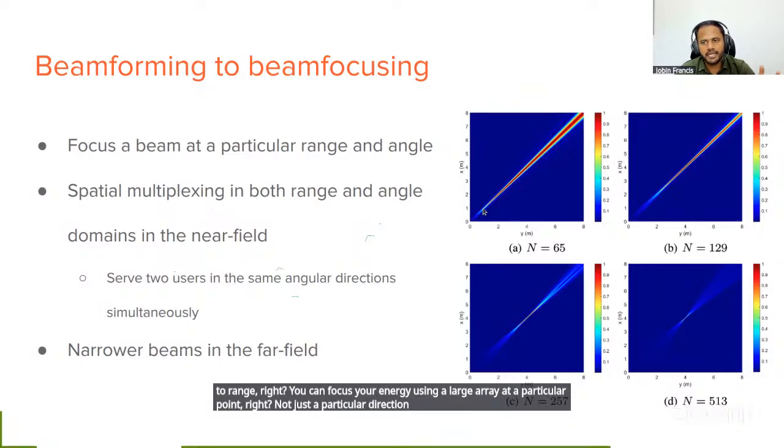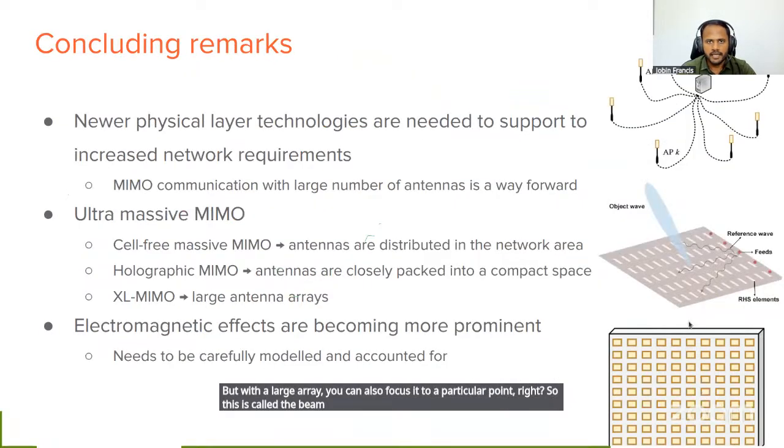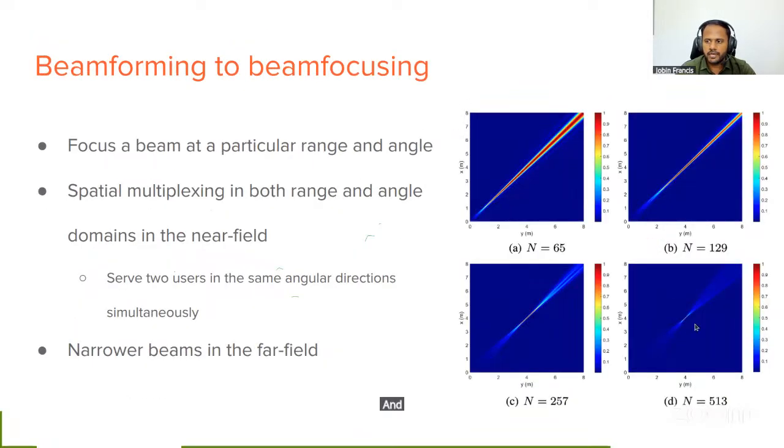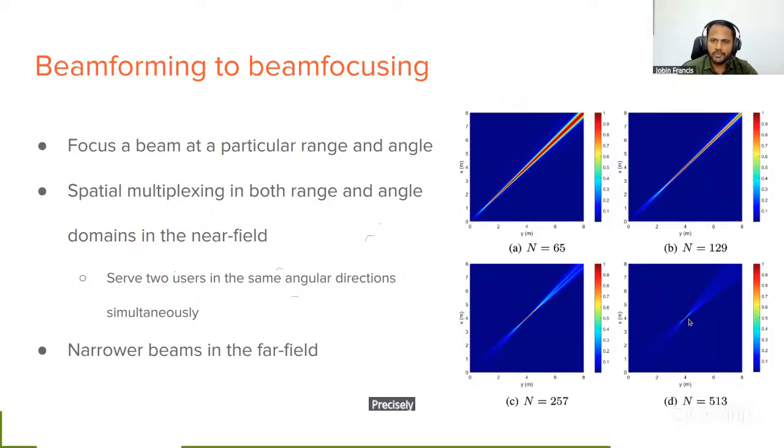The earlier beamforming example that I was showing, you're able to steer the beam in a particular angle, but with a large array, you can also focus it to a particular point. So this is called beam focusing. And that's a big advantage because you are not wasting the energy anymore. Your energy is focused. Imagine that you have a lens which is able to focus the light in a similar manner. You have a large array which is using this spherical wavefront. It can focus the energy to a particular point, precisely to the location of the mobile phone.